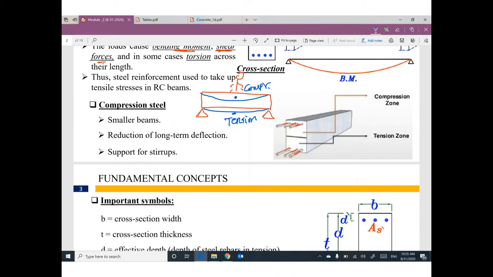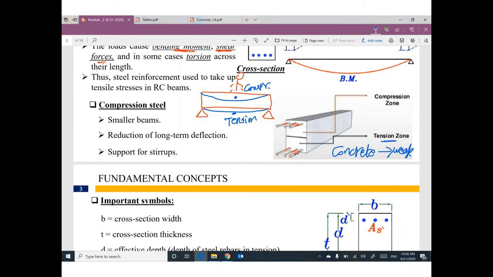So we have steel reinforcement in the tension side. This one is essential. Without this reinforcement, failure will happen. Do you remember why steel reinforcement in tension is very important? Because concrete is very weak in tension and very strong in compression.